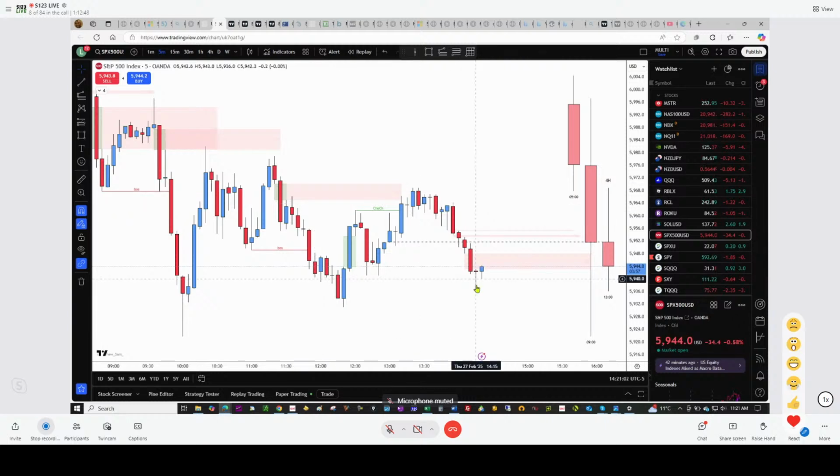So we are getting a little bounce on the S&P right now. I would still be expecting a bounce and then a continuation. So the NAS would be similar.